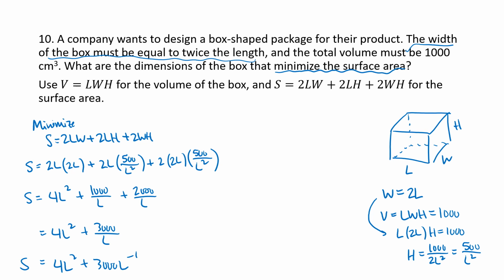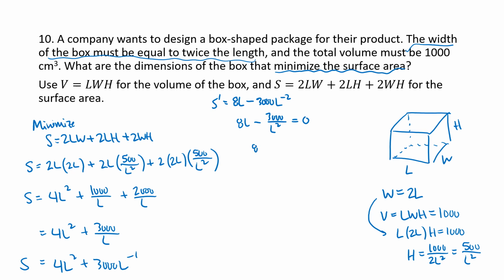Okay, so I take my derivative. My S prime is going to be 8L minus 3,000 times L to the minus 2. And that's undefined when L is 0, but the length of this box can't be 0, right? So this is 8L minus 3,000 over L squared. I can't divide by 0, so I can't plug in L equals 0, but the length of the box being 0 doesn't make any sense in this problem, so that can't be a critical point.